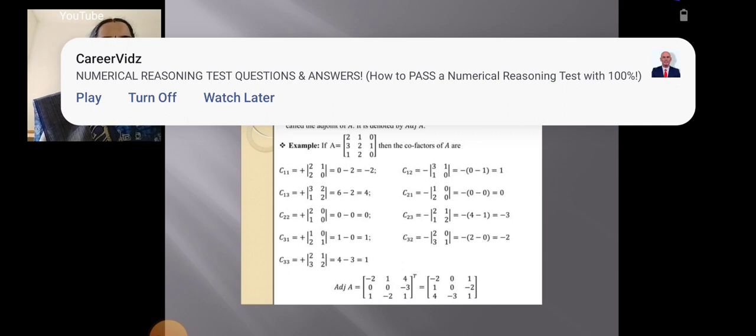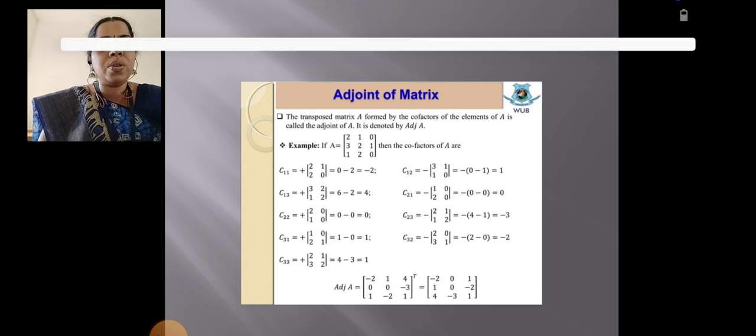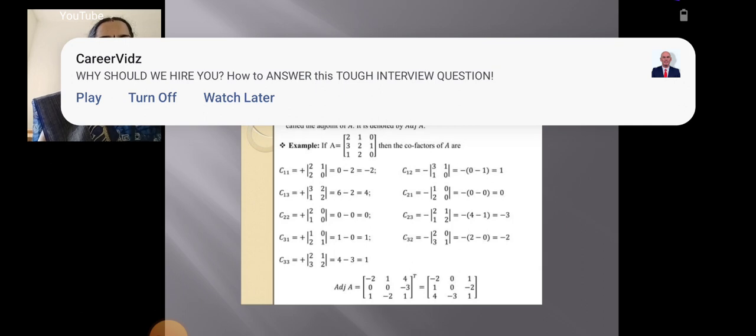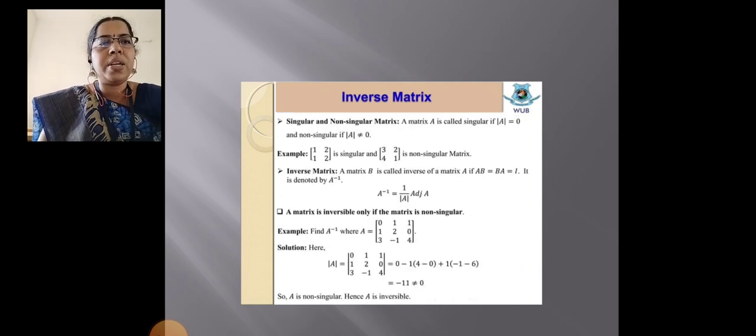Then we repeat for C12, C13, C21, C22, C23, C31, C32, C33. Then the cofactor matrix is minus 2, 1, 4, 0, 0, minus 3, 1, minus 2, 1. The whole transpose is equal to minus 2, 0, 1, 1, 0, minus 2, 4, minus 3, 1. This is called the adjoint of the matrix.